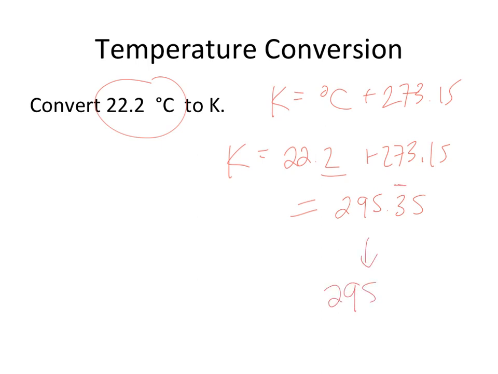So 295.4 Kelvin. So guys, notice I'm not saying degree Kelvin. I'm just saying Kelvin. That is the correct term. You should never, ever have a degree symbol next to the Kelvin unit. All right, and if you guys need to go from Kelvin to Celsius, you're just going to subtract out that 273.15 and reverse the process.